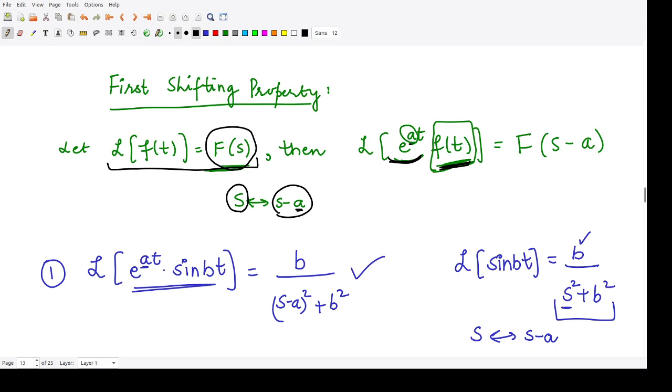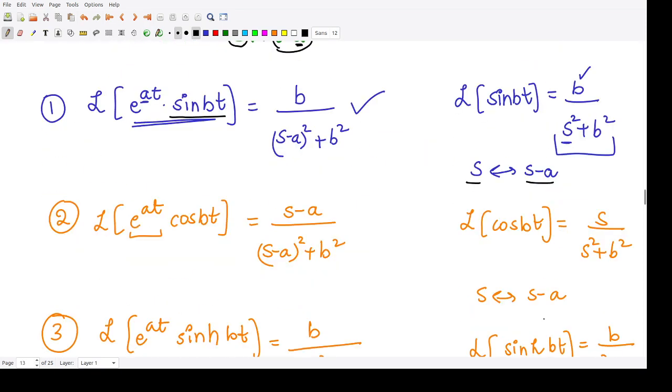And what is this a? This is the coefficient of t in e to the power at. So this is the shifting property. Now if you apply the shifting property onto e to the power at sin bt, we know the Laplace transform of sin bt is given by the formula b upon s square plus b square. So what we have to do is just replace s by s minus a, and you would have this as the result.